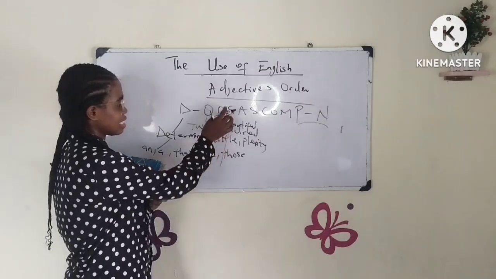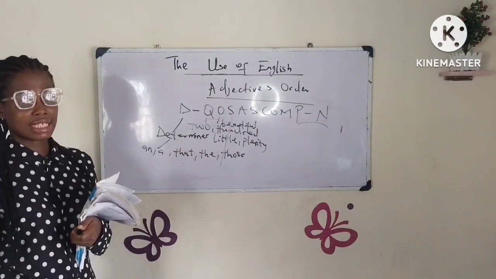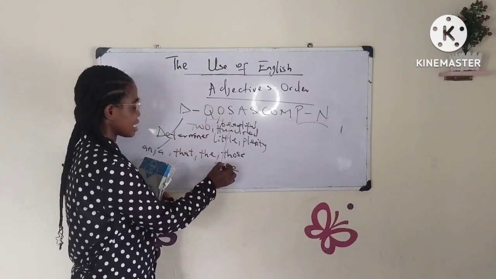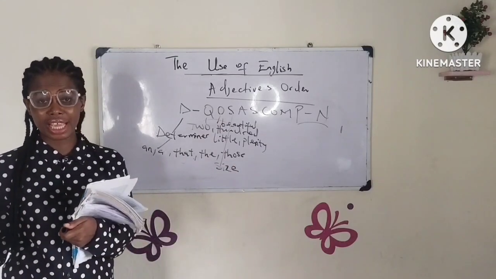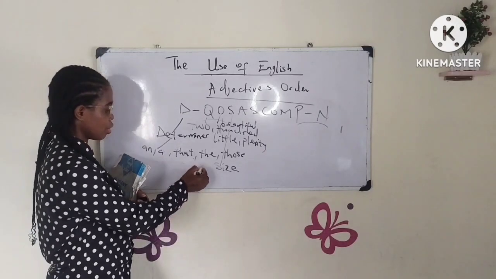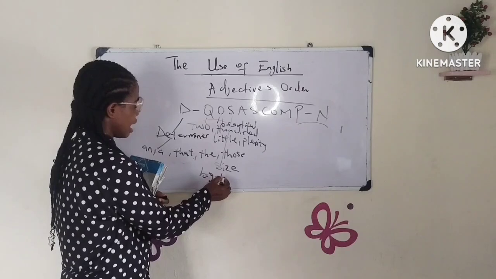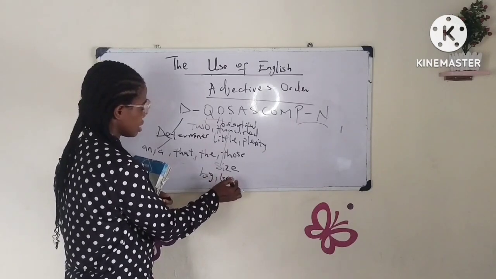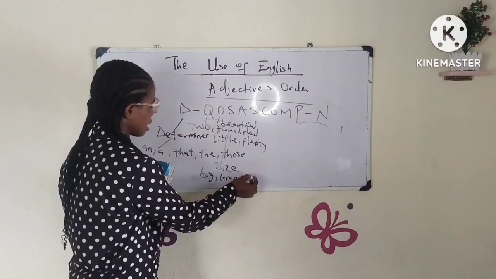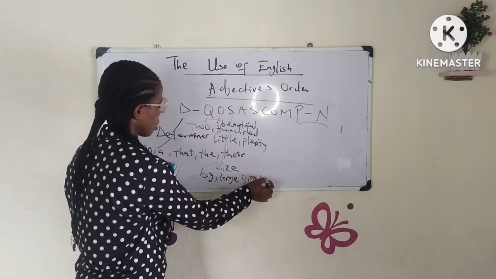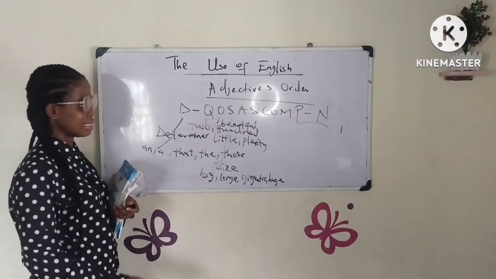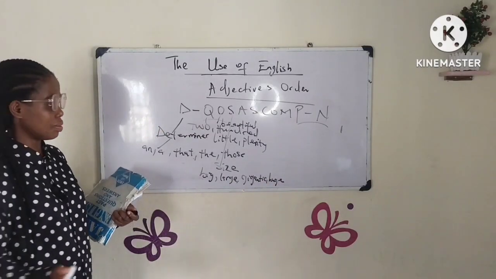Now, after opinion, what do you have next? You have S. Now, this S stands for size. It stands for size, how big, how small something is. Examples are big, large, gigantic, huge. Okay, size refers to how big, how small something is.